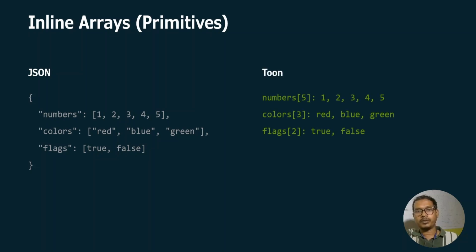In TOON, how can you do that? It's the same. Your numbers object has a length of 5, so you can define that, then you keep 1, 2, 3, 4, 5 like this. Your colors array has three elements, which are red, blue, and green. Directly you can write that, right? So this is how you can define inline arrays in TOON.